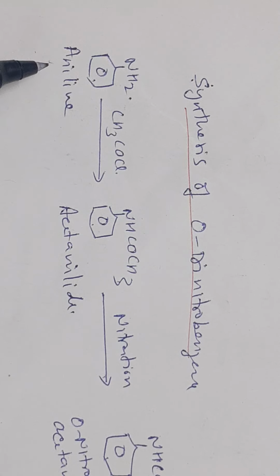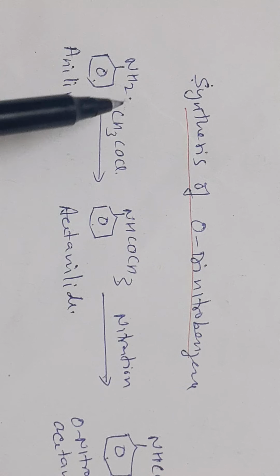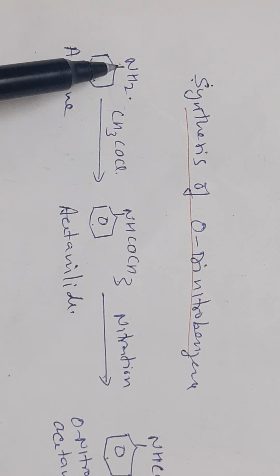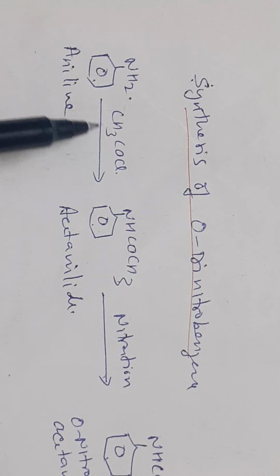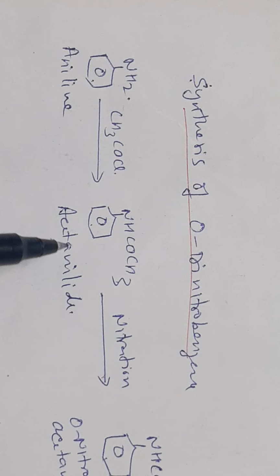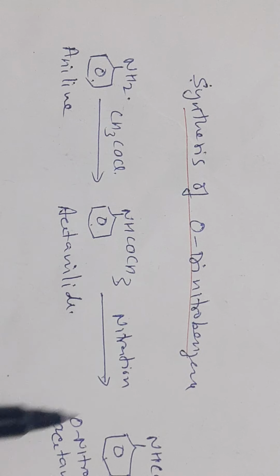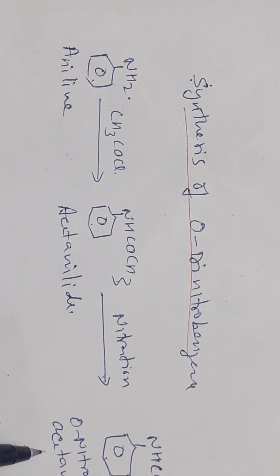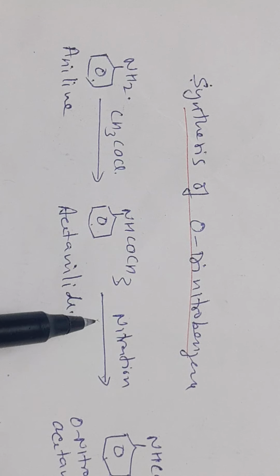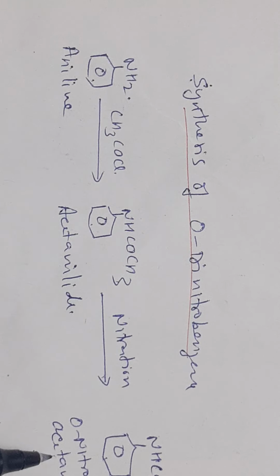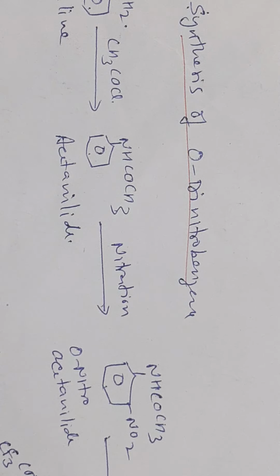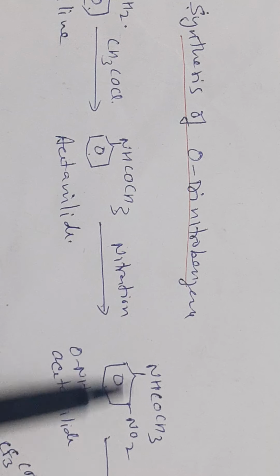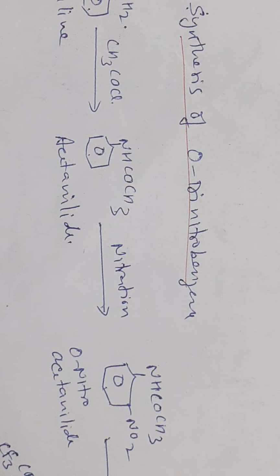But for this nitration of aniline, we have to first protect the amino group by reacting aniline with acetyl chloride. We get the acetanilide. Then the nitration of acetanilide with concentrated nitric acid and sulfuric acid gives the ortho-nitroacetanilide. This ortho-nitroacetanilide on hydrolysis gives the ortho-nitroaniline, that is the anilide group converts into the amino group and we get the ortho-nitroaniline.